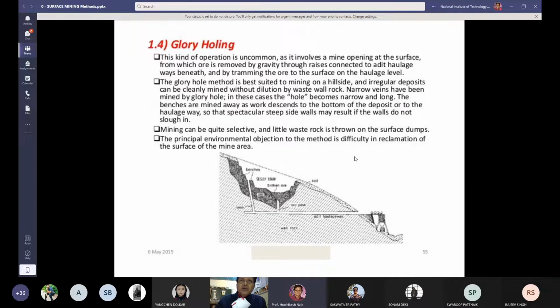The main environmental objection to the method is difficulty in reclamation of the surface of the mined area. So the only disadvantage of this method is that you cannot go for reclaiming the land. Reclamation is not possible in this method of mining. That is the principal environmental objection you get from the environmentalists. So this is glory hole mining.